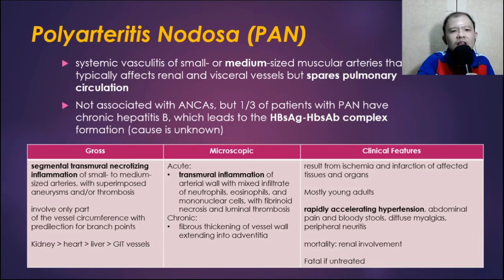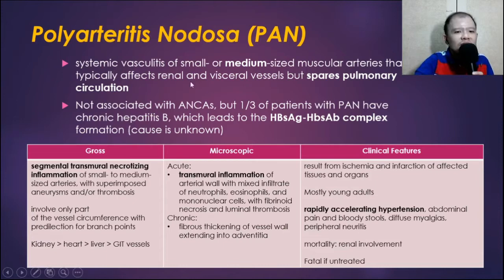Next is polyarteritis nodosa. When you hear polyarteritis nodosa, it is very much associated with hepatitis B. It is secondary to the formation of the antigen-antibody complex of the hepatitis B virus. It involves small to medium-sized arteries, and it spares the pulmonary circulation. Because later, we will be encountering vasculitides which are very much like polyarteritis nodosa, however, they involve the pulmonary circulation.